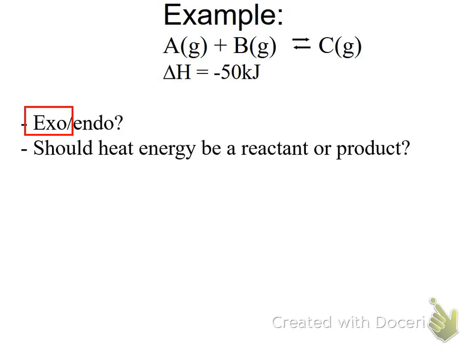Should the energy be a reactant or a product? Product. Exothermic reactions, when we make that trade, should have some extra energy or cash left over. And so what I'm going to do is I'm going to then place it on the product side. So when I say it's a product, the energy or the heat goes on the right side of the equation.